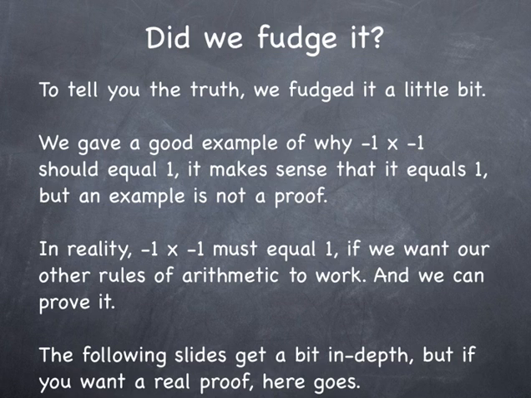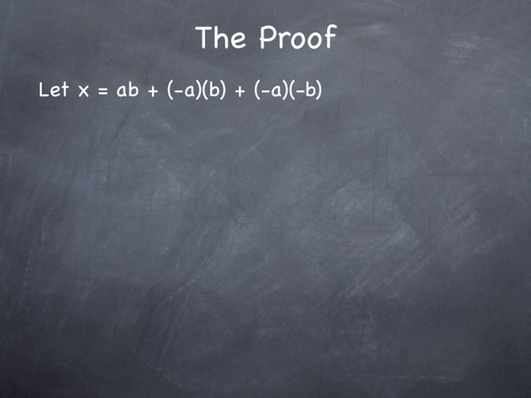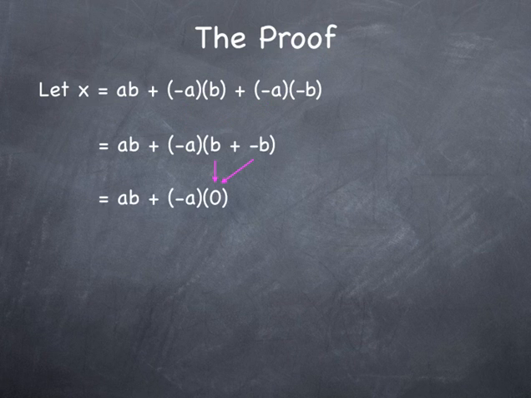The following slides get a bit in-depth, but if you want a real proof, here goes. Let x equal a times b plus negative a times b plus negative a times negative b. It looks kind of weird, but trust me, there's a good reason for choosing that expression. We can simplify this expression by factoring out a negative a. This gives us a times b plus negative a times b plus negative b. A number plus its opposite is 0. So we get a times b plus negative a times 0. Anything times 0 is 0. So we get a times b plus 0, which is a times b. So it turns out our long expression for x is actually a times b.